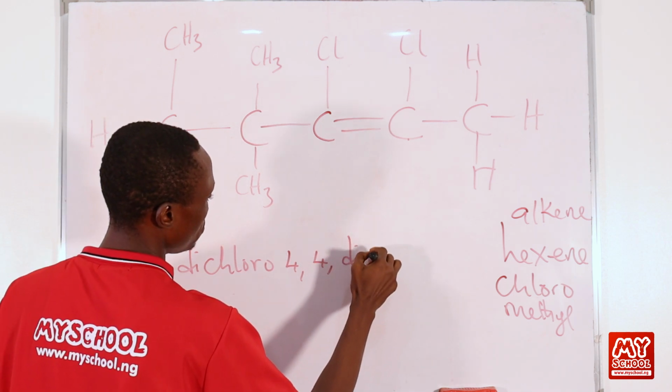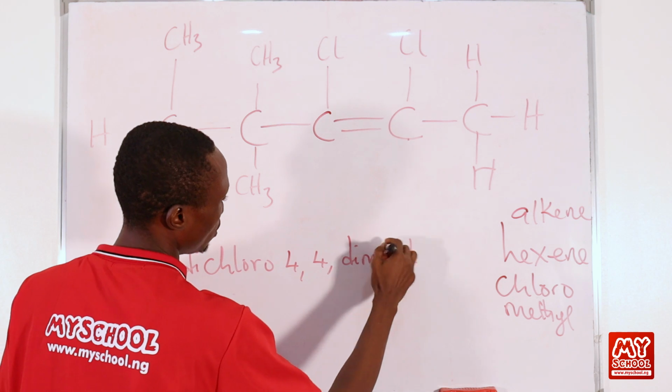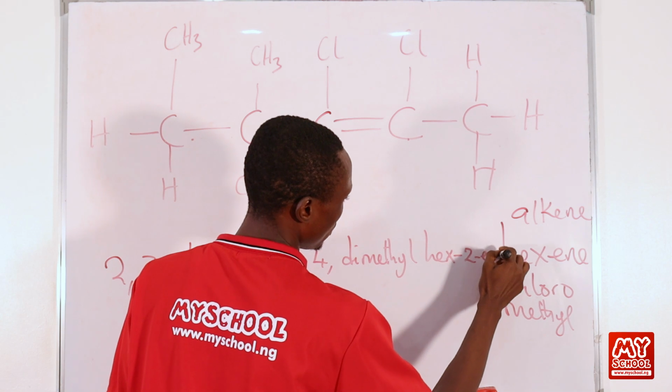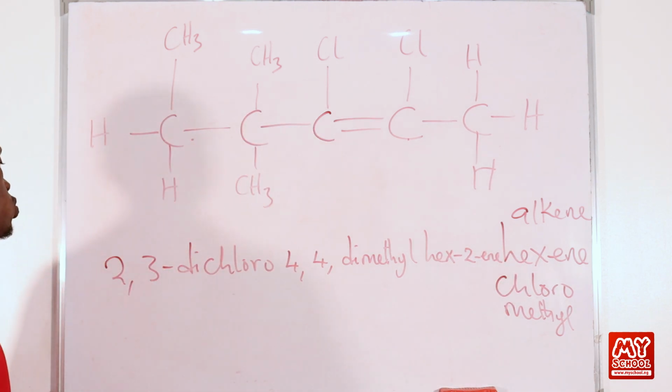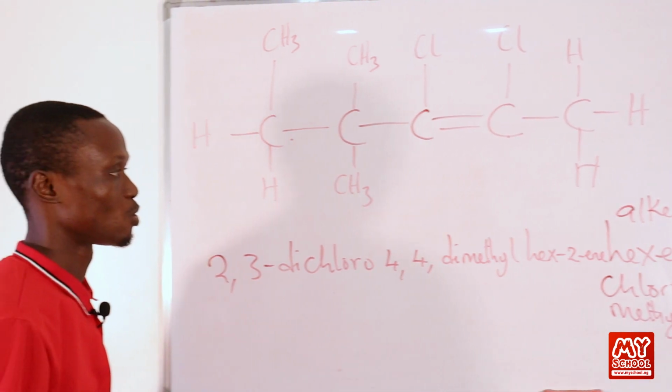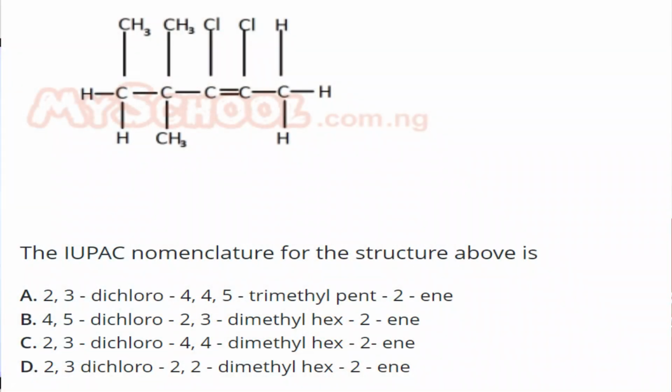Then dimethyl, hex-2-ene. So this compound is 2,3-dichloro-4,4-dimethylhex-2-ene. Let's move over to the screen to check if our answer is there. From our naming, option C agrees with what we did on the board: 2,3-dichloro-4,4-dimethylhex-2-ene. So the answer to this question is option C.